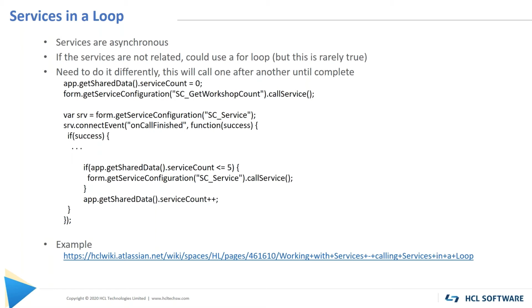Here is an example. I mean, there's lots of ways you could do this. This is the way that I've been doing it over the last several years: I create a global variable and then I call my service. And then in my on-call finish handler, I'm checking whether or not I need to call that service again. So is my global variable less than 5? Okay, if it is, I call the service. And then at the end, I increment my service count. And that is going to give you the ability to make sure that you call these in order and that you only call them as many times as you need to call them.